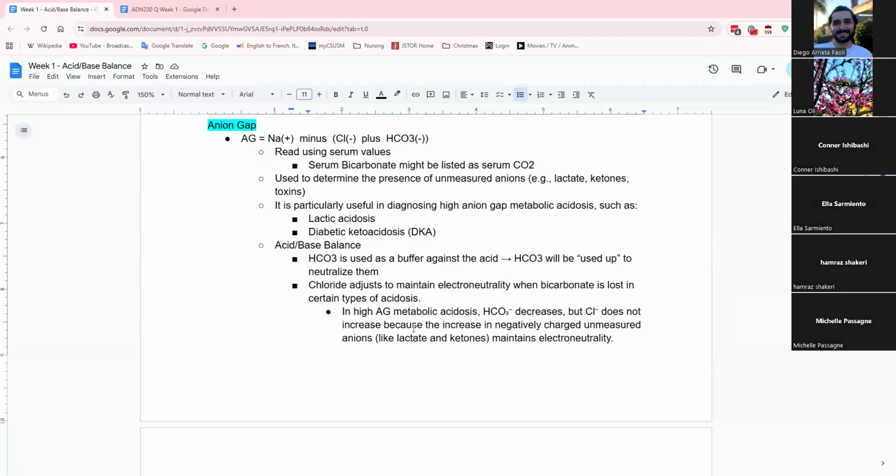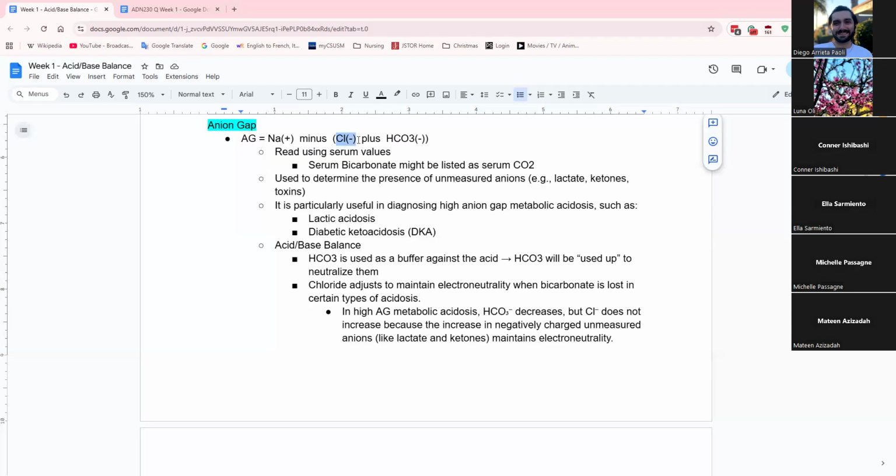Another one of your labs that is involved with acid-base balance is your chloride. So your serum chloride. Your chloride is also a way that the body adjusts itself. And we can see that here with the formula, because you notice that the chloride is included in this formula here.